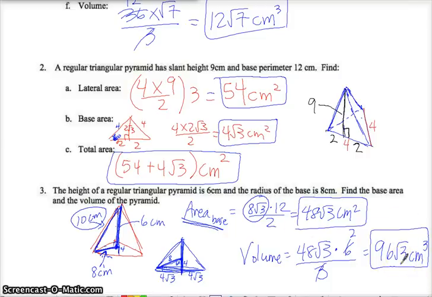So that's pyramids. Just like a prism, except you divide the volume by 3, and then of course the lateral faces are different, so your surface area is going to be slightly different. And there's only one base, not 2, so that does change.